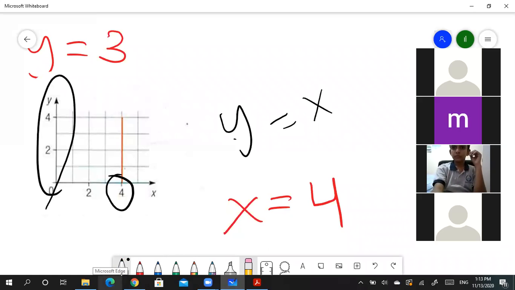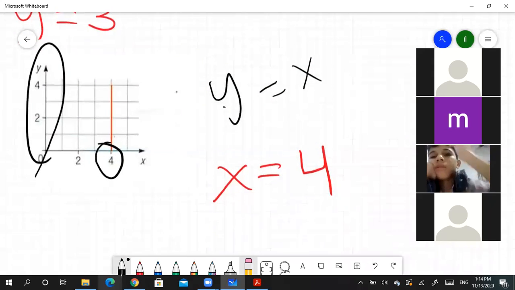In this question, the x is the input. We can say the input is x, but we have only one input, and the output is all the time for this input.